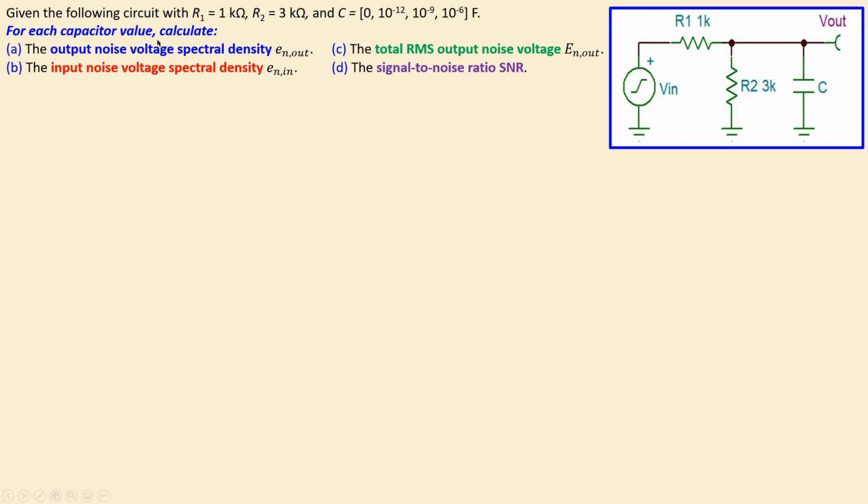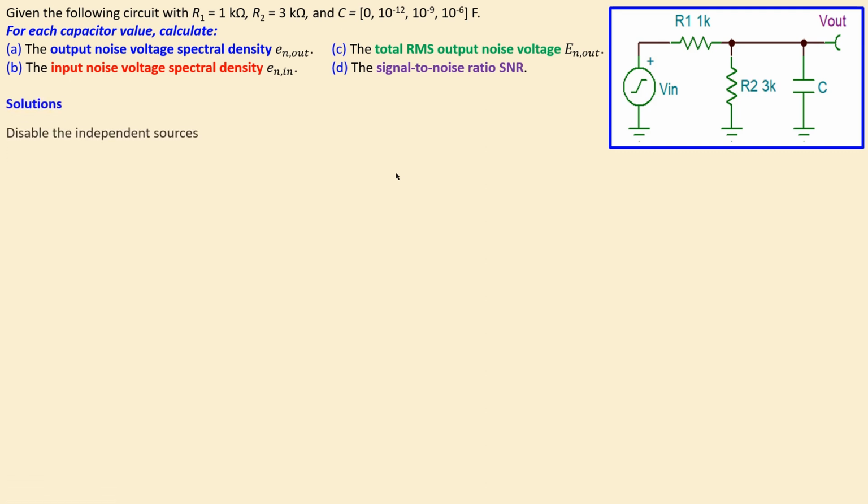So for each capacitor value, calculate the output noise voltage spectral density. That is the question A. B is the input noise voltage spectral density, and for C we would like to have the total RMS output noise voltage. And for D, the final one, is the signal to noise ratio SNR. These are the 4 that we need for these 4 cases of the capacitor. So let's look at our solutions.